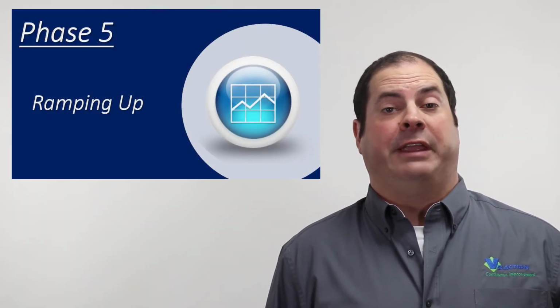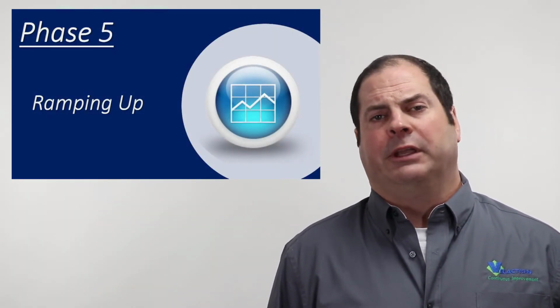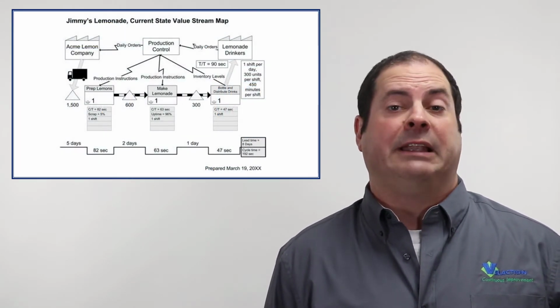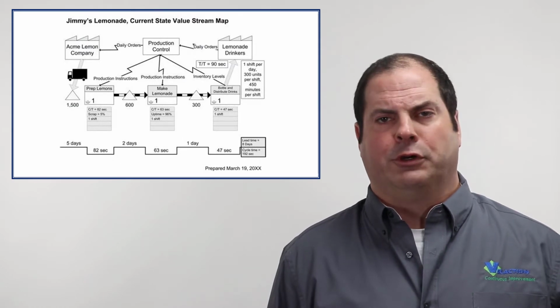Phase 5 introduces a couple of new tools such as Poka-yoke, another name for mistake proofing, and value stream mapping, which provides a high-level view of how work flows through your organization. Mostly though, Phase 5 is about ramping up.